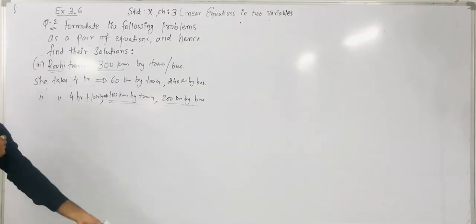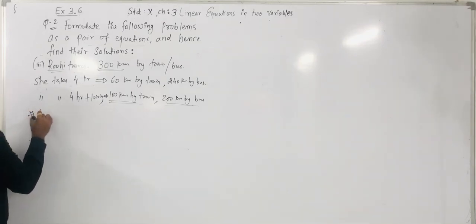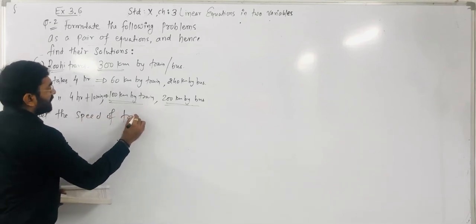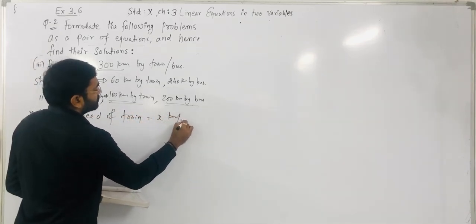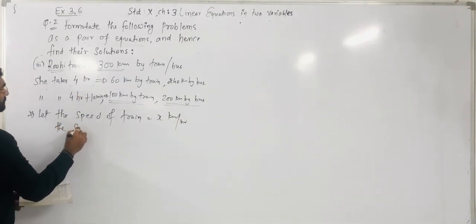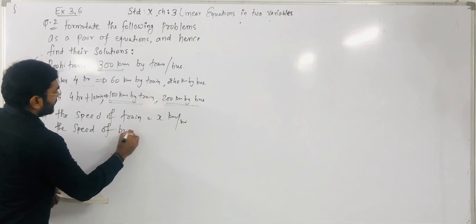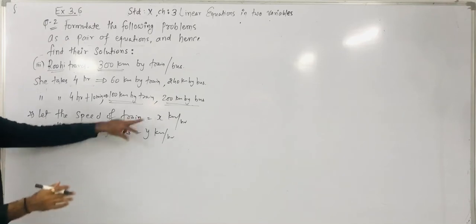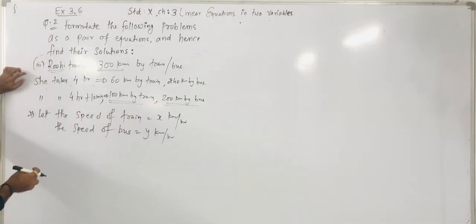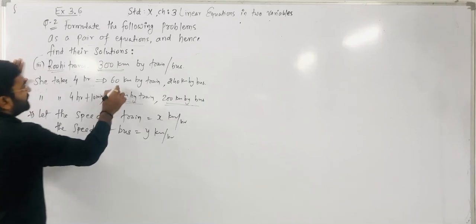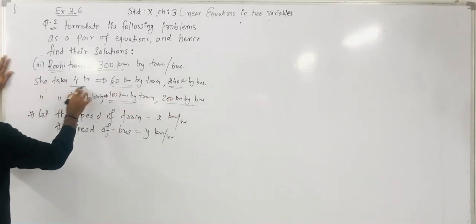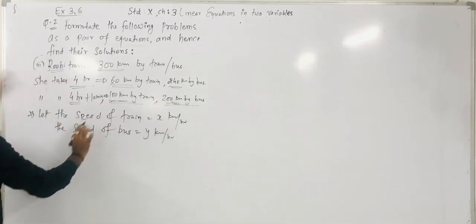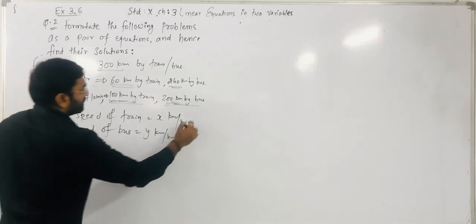As I told you, based on the question we have to assume variables. So let the speed of the train be x kilometer per hour, and the speed of the bus be y kilometer per hour. Now those two things we have to find out. In the first condition, in the question they give the distance and time, and they want to find out the speed. So we already defined the equation.